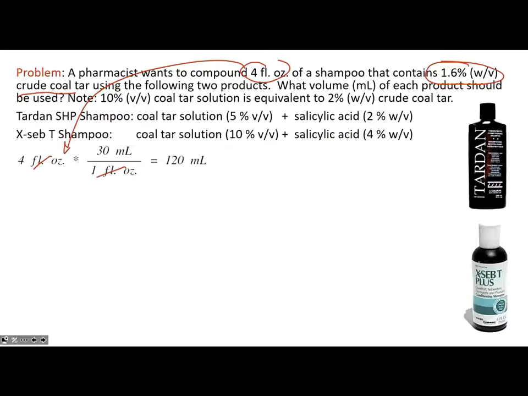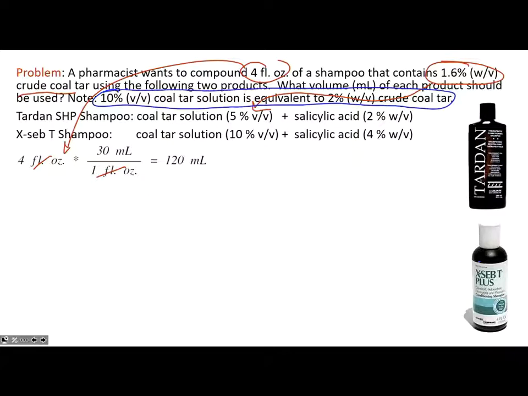Now let's deal with the big problem. The big problem, going back to this, is the fact that we've got 1.6 weight per volume and yet my ingredients are expressed in volume per volume. That's not going to work. All right? So we need to convert one to the other. I would argue this is what we absolutely need to know. Keep in mind, we were given some additional information so I can deal with this.